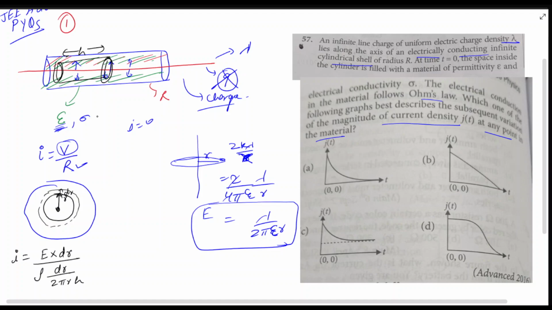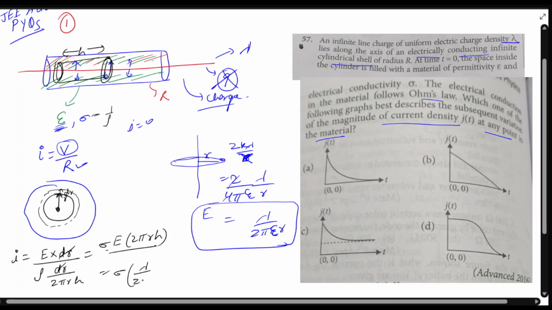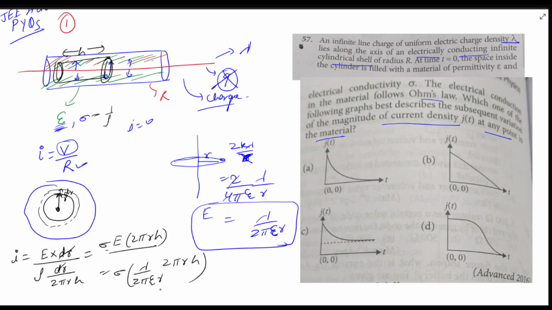And now we know conductivity is 1 by rho. So in place of rho, we have to write 1 upon sigma. So dr will get cancelled. It will be E into 2 pi r h upon 1 upon sigma, so sigma will go in the numerator. Now E, let's just put it here. So it will be sigma lambda upon 2 pi epsilon r times 2 pi r h.